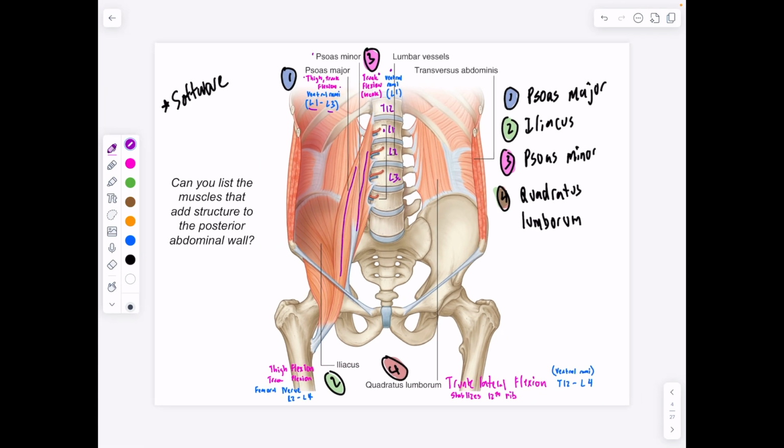All right, moving more inferiorly, we have the iliacus, and that is doing thigh flexion and trunk flexion. It's innervated by the femoral nerve, which has its origins of L2 to L4, as we'll talk about with the lumbar plexus later on. And then we have the quadratus lumborum muscle, which is doing trunk flexion, but specifically lateral trunk flexion, and it stabilizes this 12th rib right here. It's getting its innervation from the ventral rami of T12 all the way to L4. All right, so not too bad.